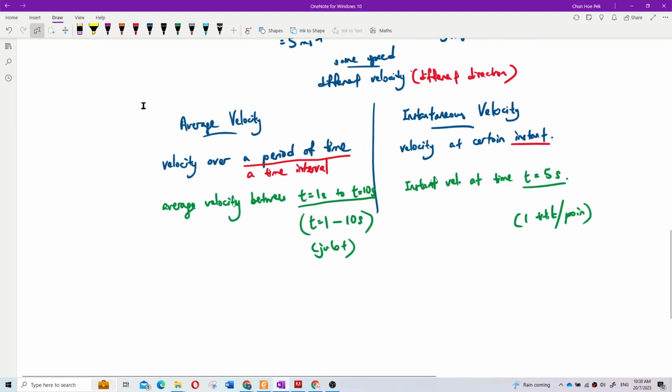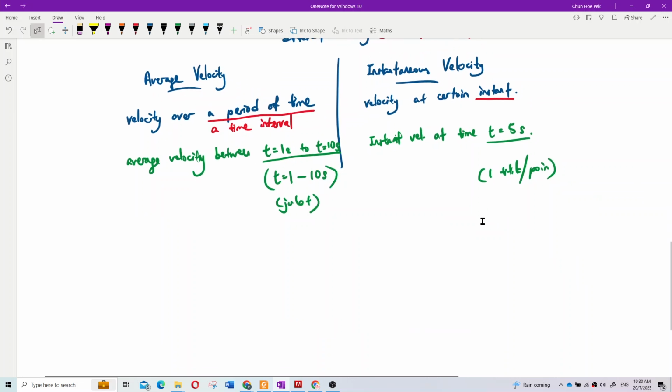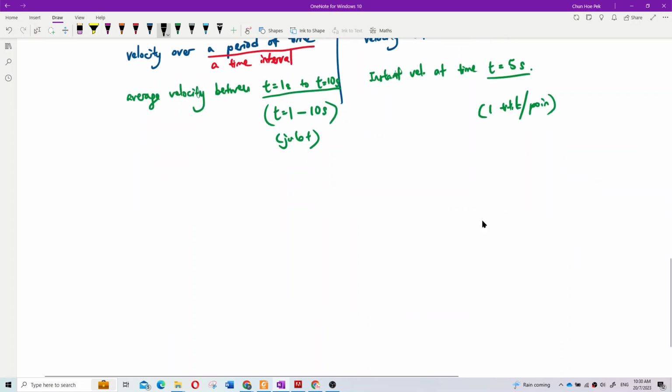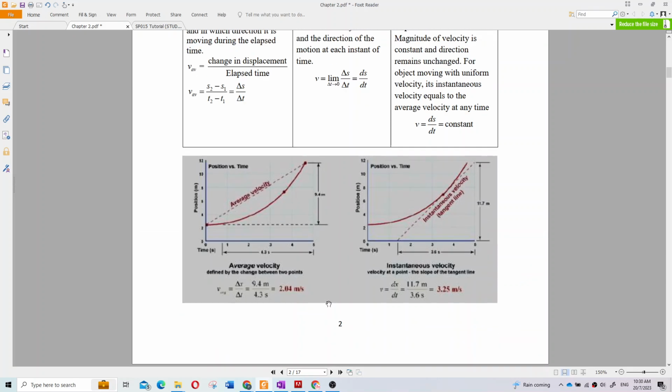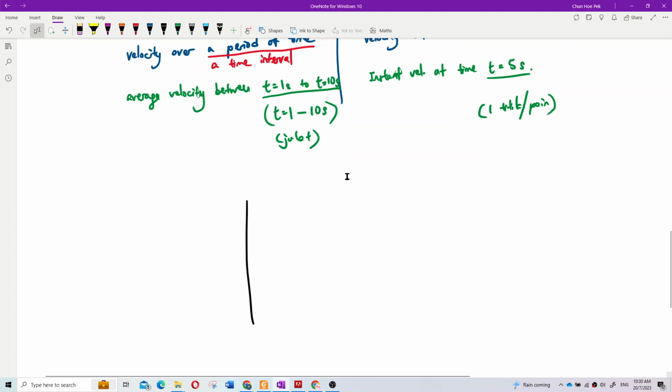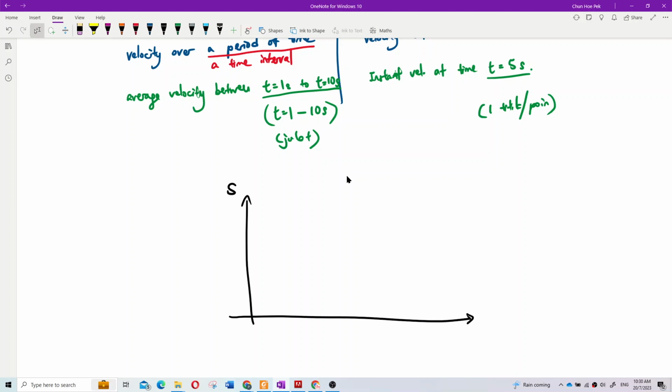Satu titik. Okay, beginilah ya. Let me explain in terms of a graph. Saya bagi satu contoh graph untuk explain. Okay, dia guna position time graph. Okay, good. Let me use a graph to explain. Let's say a displacement time graph.